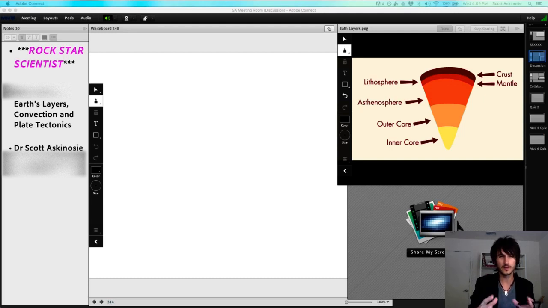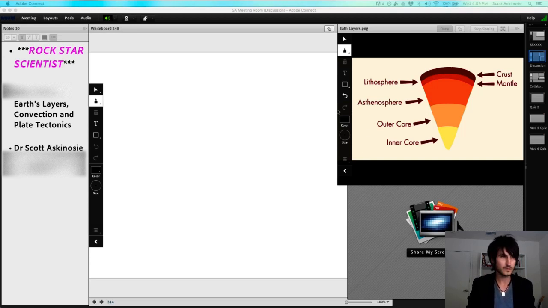So, a little bit of a mixed bag today. You're going to get some information about Earth layers, you're going to get a little bit about convection and what that means in the Earth, and then lastly, we'll go into plate tectonics. So, hopefully we'll be able to get through it all in the next 45-50 minutes. But yeah. Let's get started.